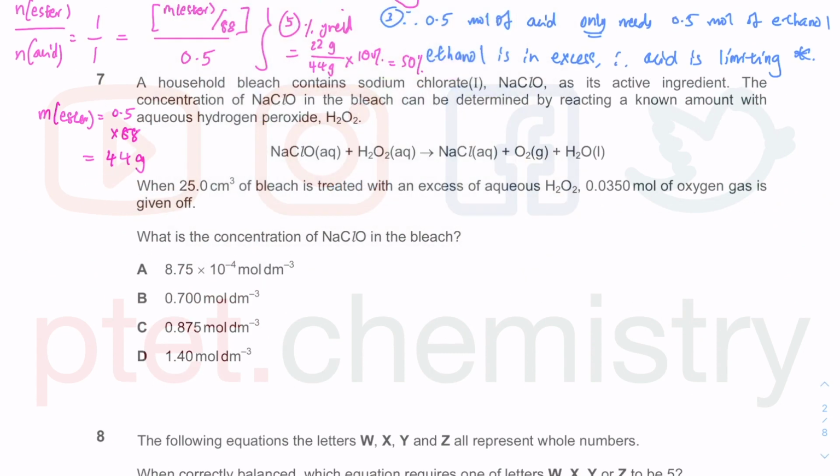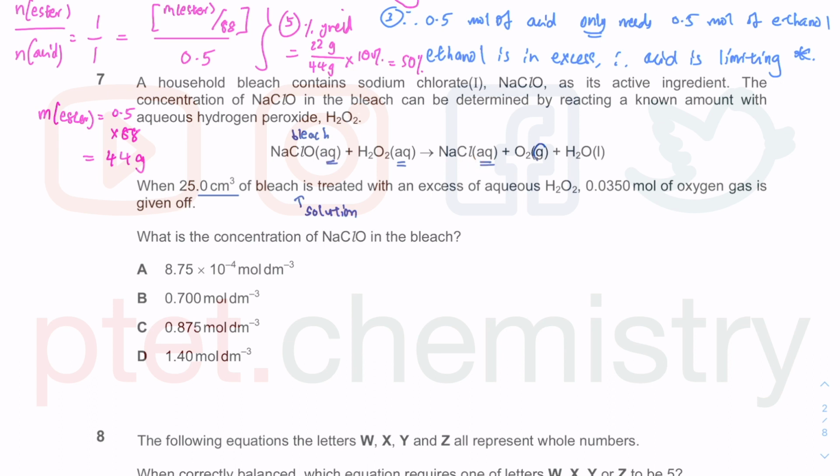Okay, so on to the next question, question 7. So we have this bleach, and this is the bleach actually. So we have a solution. So this bleach is a solution, it's not a gas, because have a look at the state symbol, very obvious. All of these are aqueous, meaning we are talking about concentration in mole per dm cube. We're talking about volume of solution.